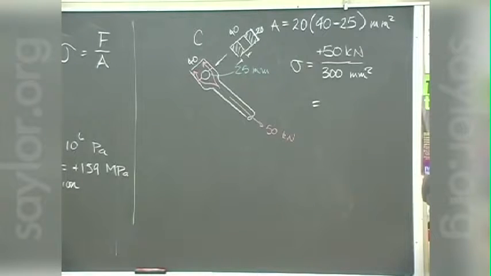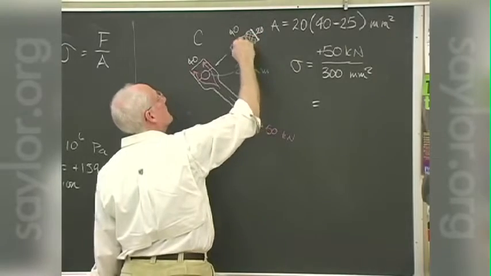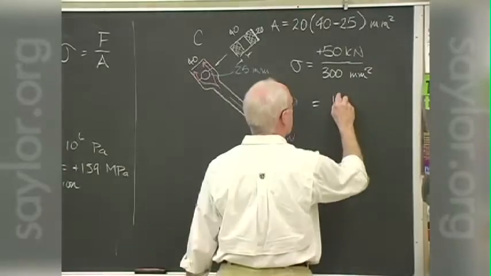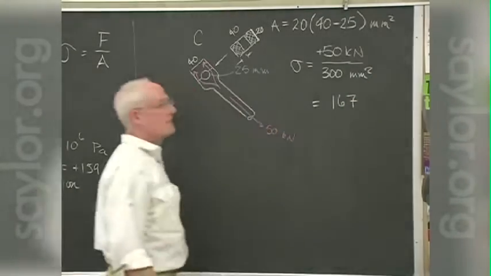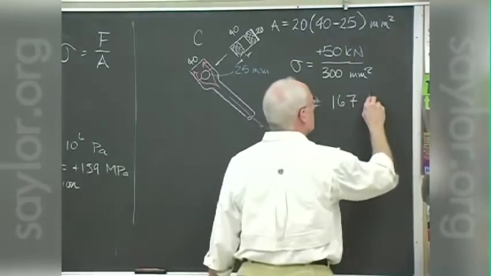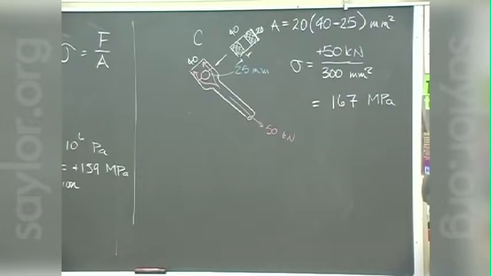Whew. It's my first day too. Is that better? Is that now the cross-hatched area that's resisting that force? Okay, that's a little bit better. So it should be about 167 megapascals. Is that about right now that we got the numbers worked out?